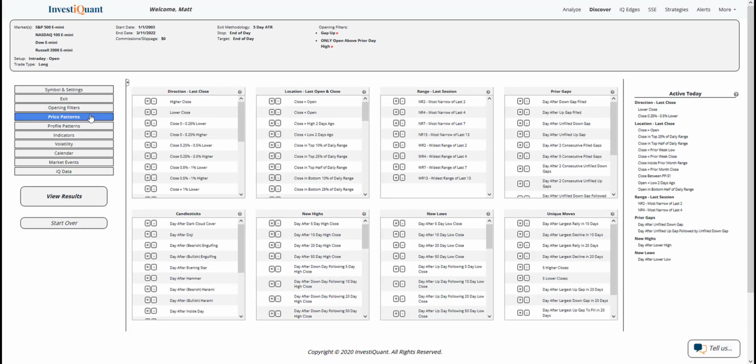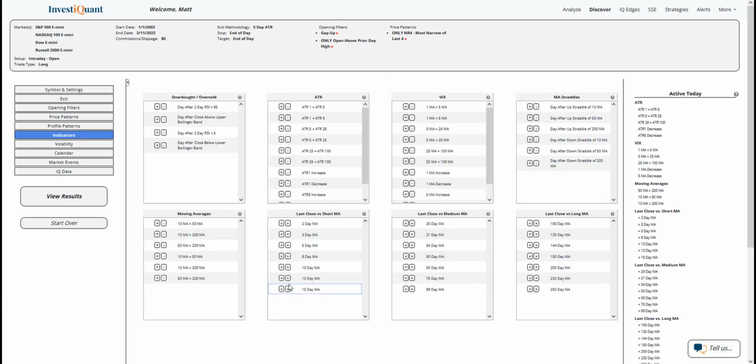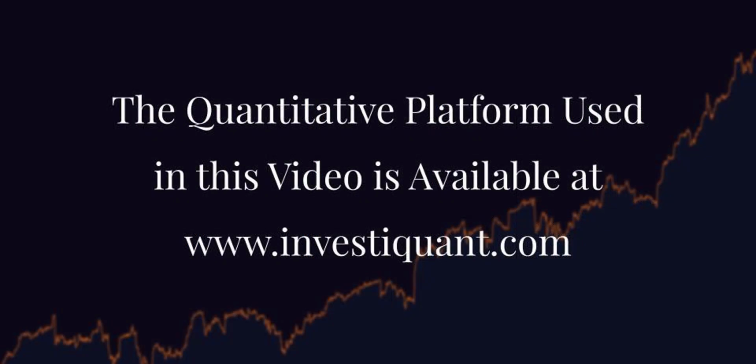The price patterns, I'm going to grab that NR4 pattern. It's available in the active today section. It's also available right here, range of the last session. There's a lot of different variations of it. I'm going to hit equals next to NR4, the most narrow of the last four sessions here. I've got that selected. Next thing I'm going to do is go to the indicators, put it in a similar market environment. We closed below a 10 and below a 200-day simple moving average. And then I'm going to click View Results.